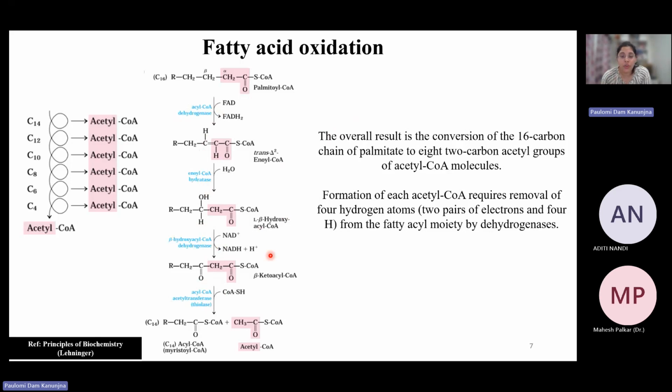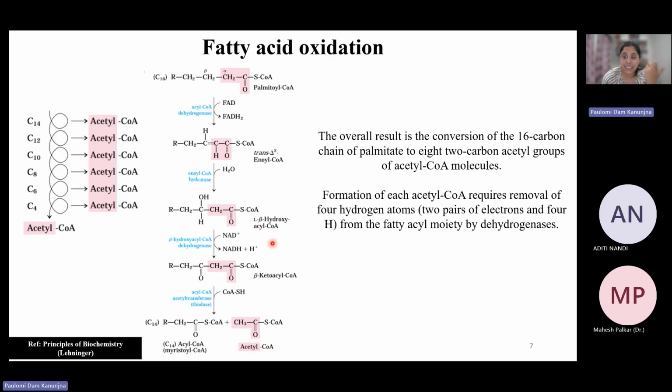But if you look at it overall, for the formation of each acetyl coenzyme A, you can see there is removal of 4 hydrogen atoms. There are 2 pairs of electrons and 4 hydrogen atoms associated with the formation of acetyl coenzyme A. This stoichiometry is what you need to remember. So there are 4 hydrogens removed, 2 pairs of electrons removed, for one acetyl coenzyme A formation. One acetyl coenzyme A is basically one cycle of fatty acid oxidation.